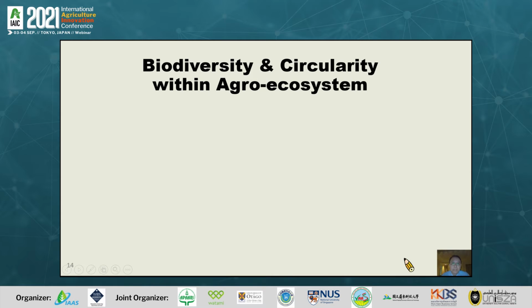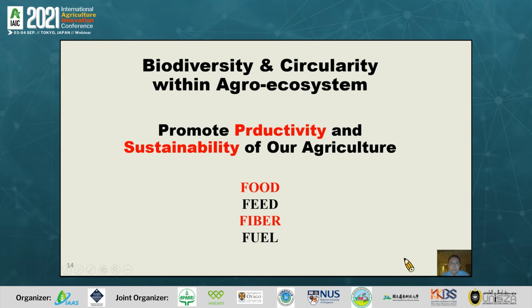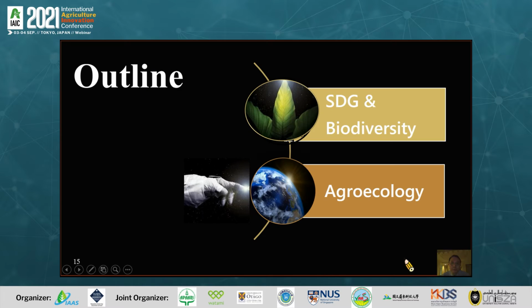By applying biodiversity and circularity within the agroecosystem, it is possible to promote the productivity and sustainability of our agriculture to produce food, feed, fiber, and fuel.